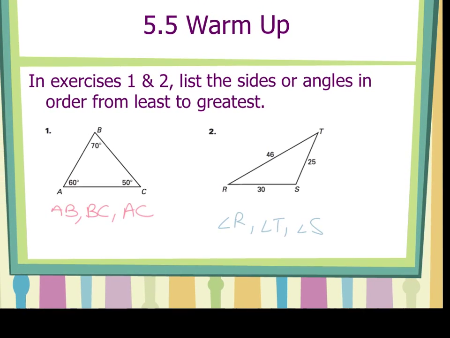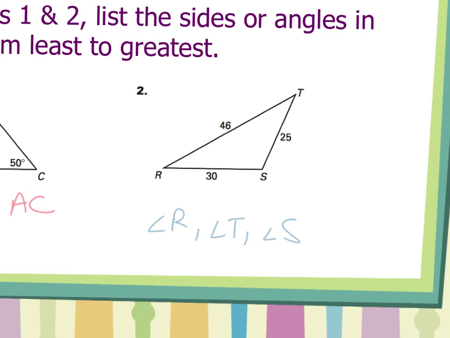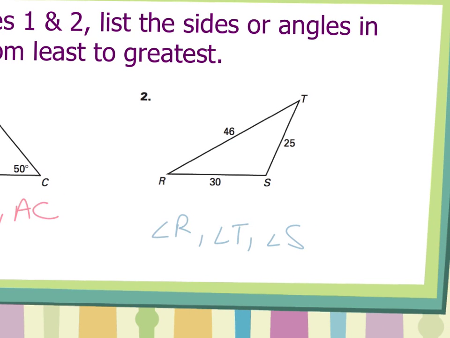How do you find the angles? You want to go opposite the shortest side, which is 25. The angle opposite is going to be the shortest angle. And then 30 would have been next. Angle opposite would have been T. And then 45 would have been the biggest. Angle opposite that is S.